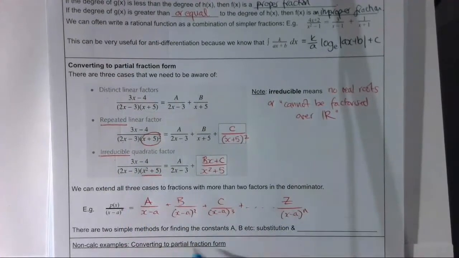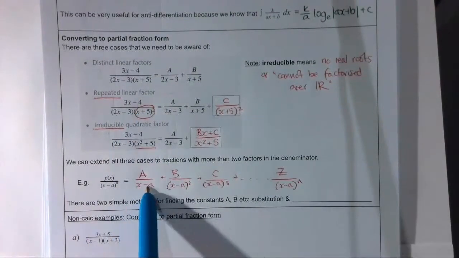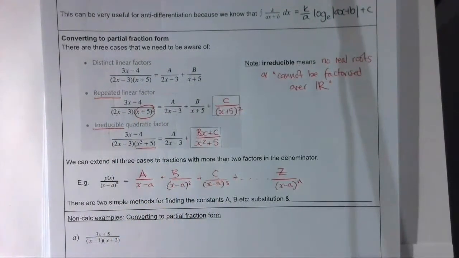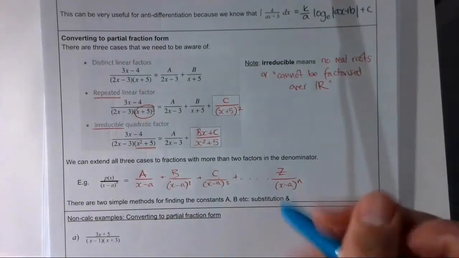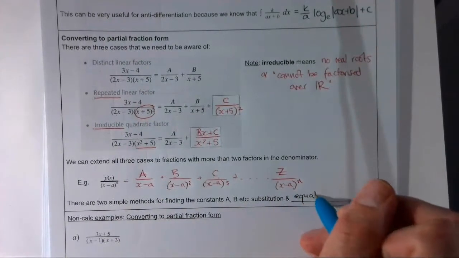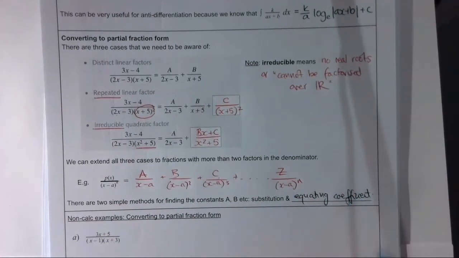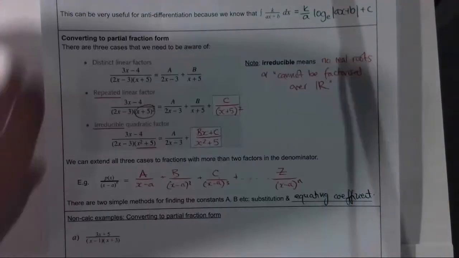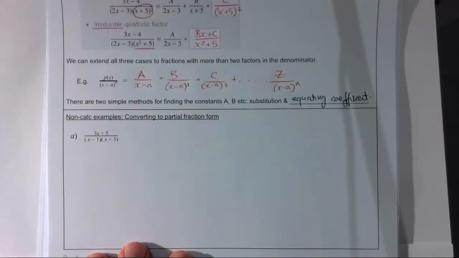And you might see a question where there's a cubic repeated factor. That is possible, and in which case you'd split it into these three terms. What we're going to look at when we answer the questions is two simple methods for doing this: substitution and equating coefficients. We're going to look at both, because sometimes one is much easier than the other, and for some questions you might want to use a combination of both to answer them as quickly as possible.